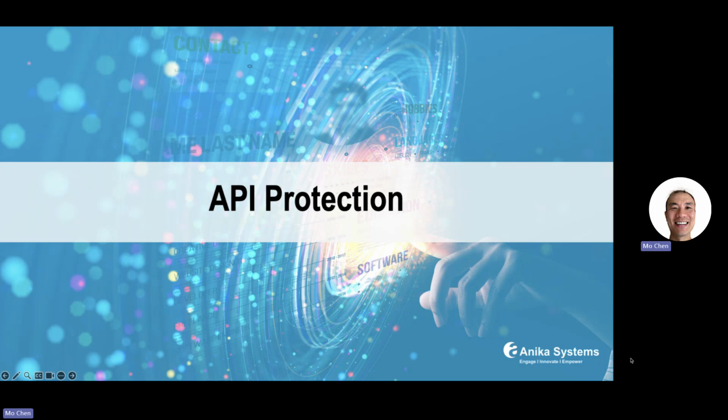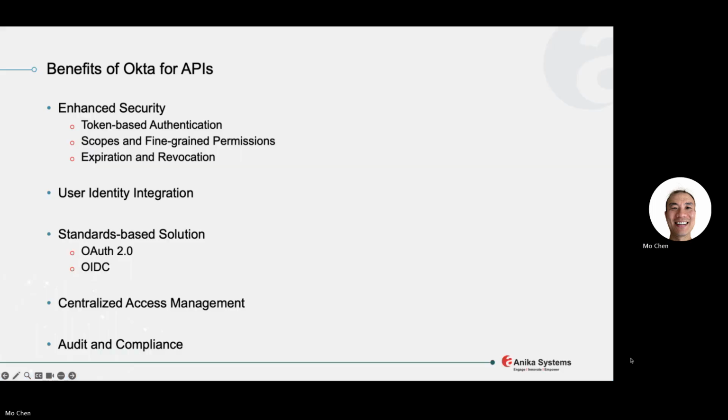Okay, let's get started with API protection. It is very common to perform authentication and authorization checks in the application's front end. In USCS Coding Challenge, we enforce authentication in the backend as well. Using Okta for your API has significant benefits over traditional API key mechanism.